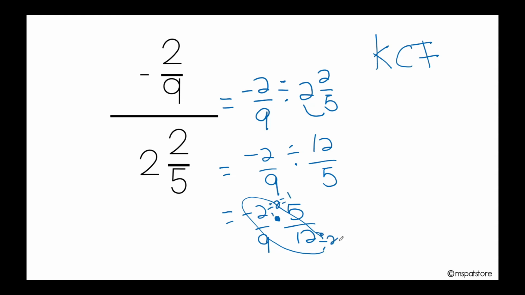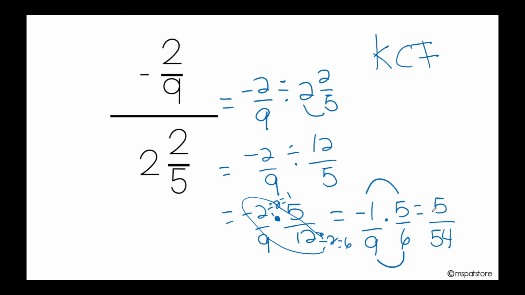This step is optional. If you don't want to do it, hey, don't do it. It's totally fine. -1/9 times 5 out of 6. Now you're ready to multiply. Numerator by numerator, denominator by denominator. So 1 times 5 is 5. 9 times 6 is 54. As they have different signs, my final answer will be negative. So my answer is -5 out of 54.